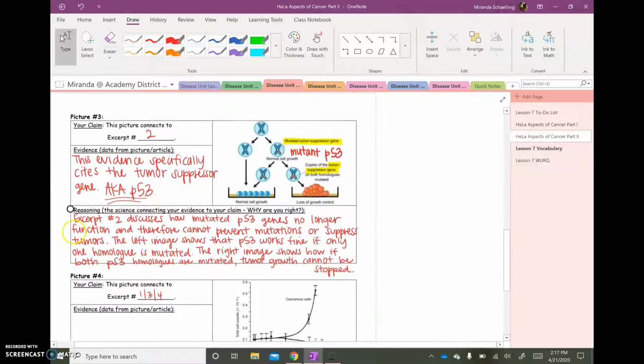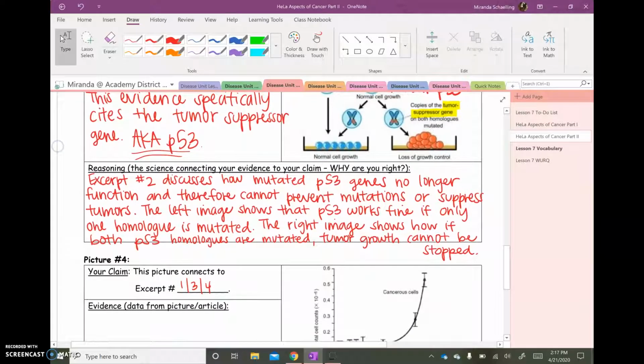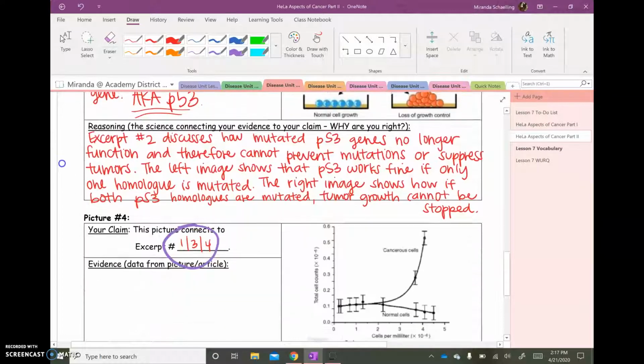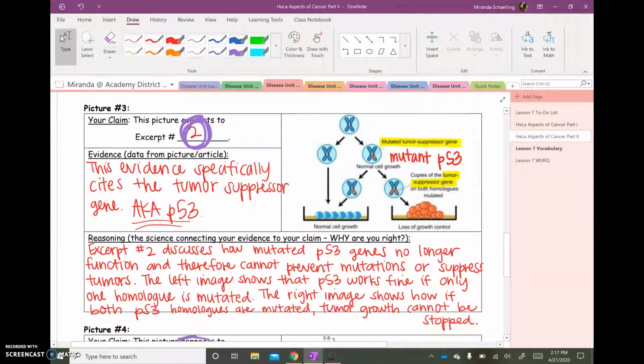And then we've got number 3. Number 3 doesn't really have any options. It's only connected to excerpt number 2, which is why I kept it here. And then number 4 connects to 1, 3, and 4 again. So it's just a matter of what you want. But here's an example for you. I said the evidence specifically cites the tumor suppressor gene is P53. And over here, it says that the tumor suppressor gene is mutated. So if I have a mutant P53 gene, then I'm going to have loss of growth control or an uncontrollable tumor.